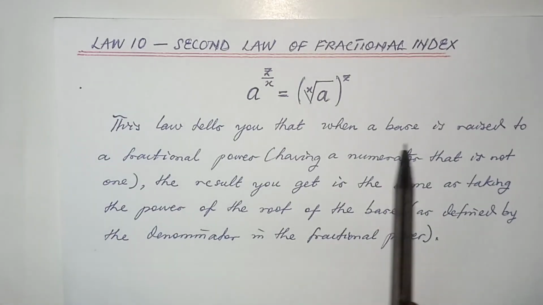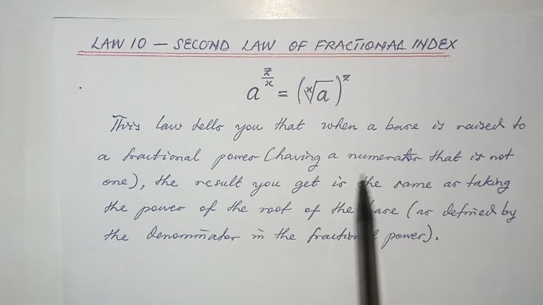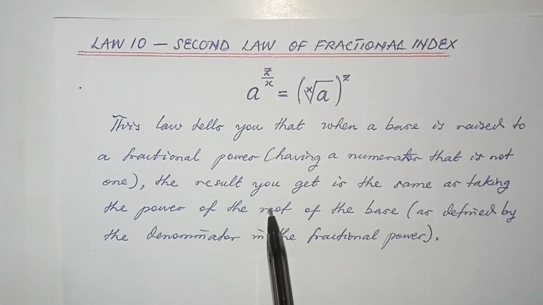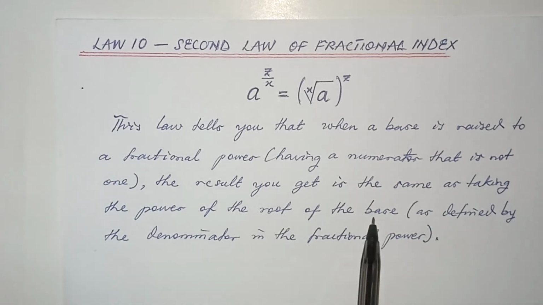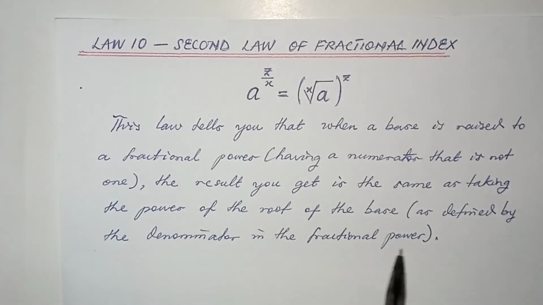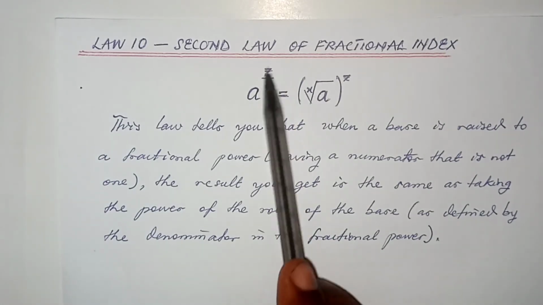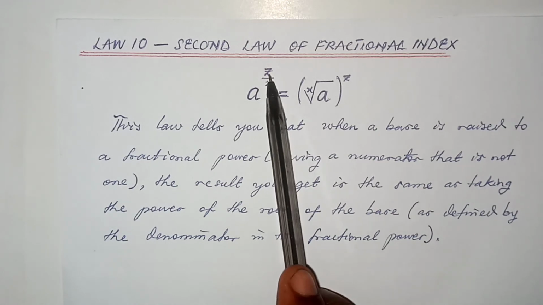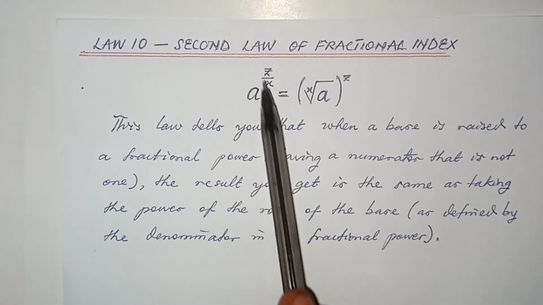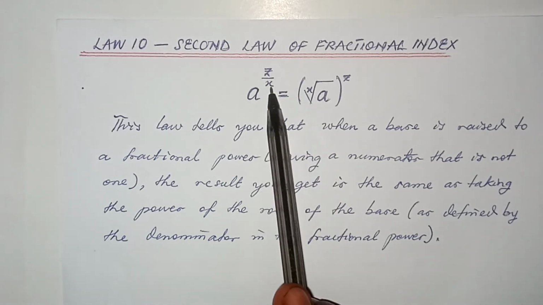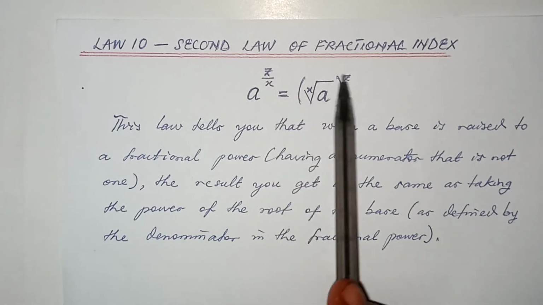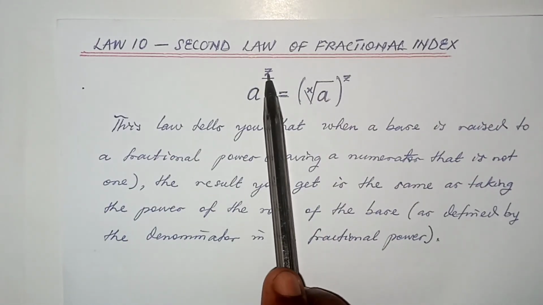So this law tells you that when a base is raised to a fractional power having a numerator that is not 1, the result you get is the same as taking the power of the root of the base as defined by the denominator in the fractional power. So let me explain to round up this video that a base raised to a fractional power having a numerator that is not 1 is the same as taking the root of that base as defined by the denominator in the power there, all raised to the numerator of that fractional power.